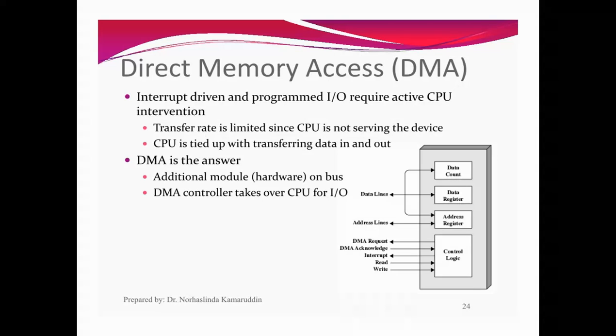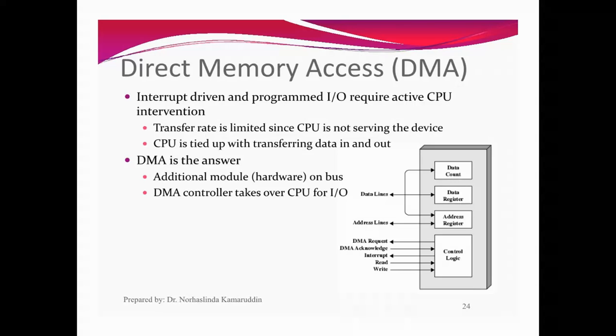Before this, with interrupt driven and program input output, if there is an interrupt, the CPU needs to take part to handle the interrupt. But for the DMA, it does not need the CPU. It can bypass the CPU in terms of transferring data from the devices or to the devices into the memory.